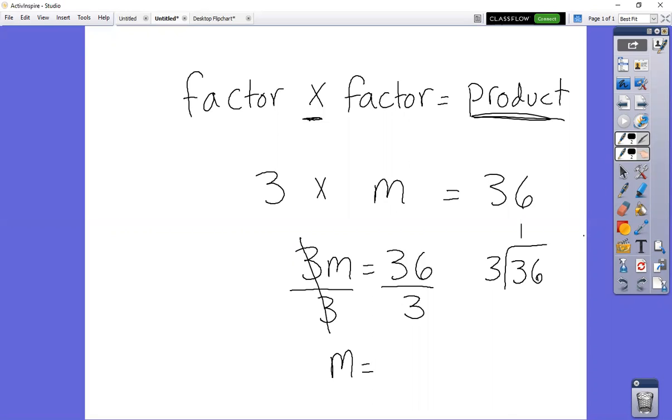3 can go into 3 one time. 1 times 3 is 3. 3 minus 3 is 0. Bring down the 6. 3 can go into 6 2 times. 2 times 3 is 6. Subtract, and you get 0.